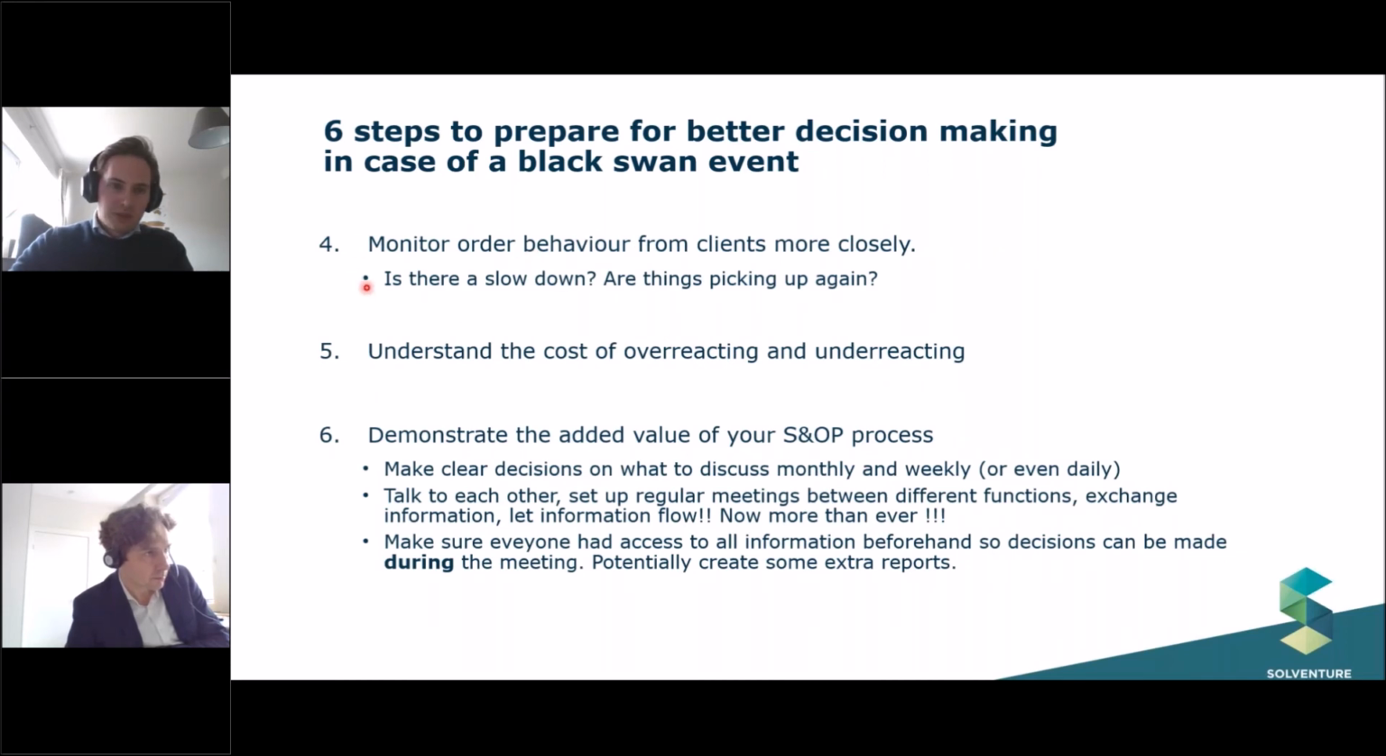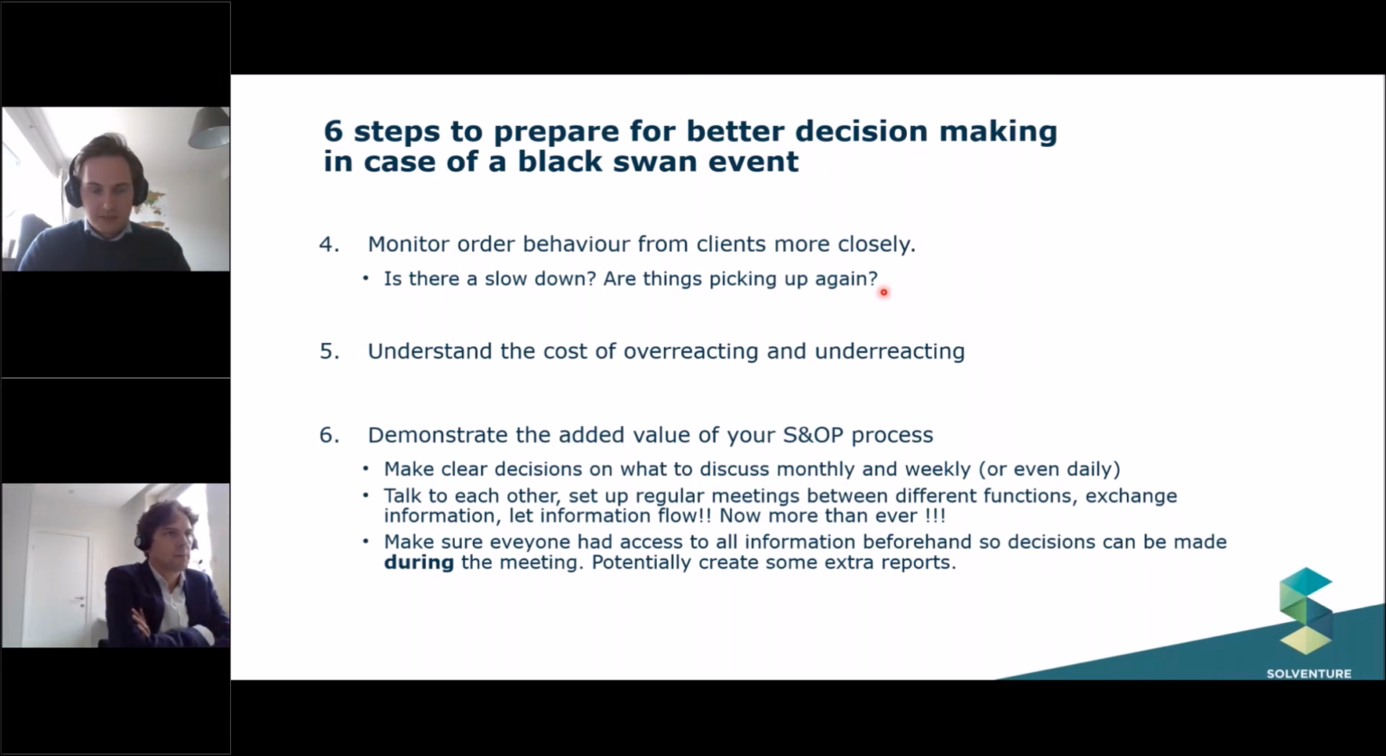Step 4 would be to monitor order behavior from clients more closely. So are order patterns changing, yes or no? Making scenarios about those. Step 5 is, I think I explained it a few times already, but the cost of overreacting and underreacting is really, really important. And understanding and calculating those is key.